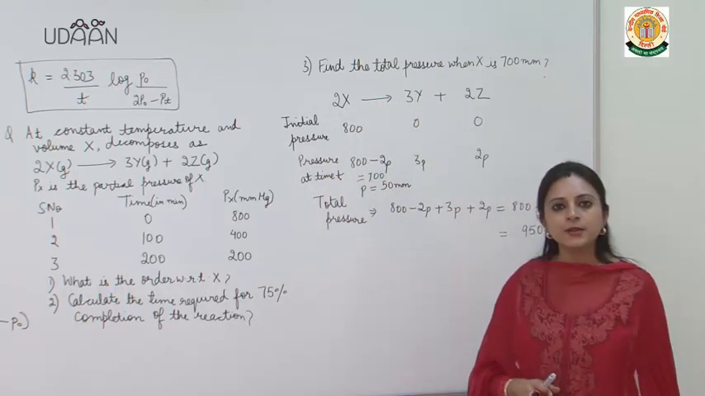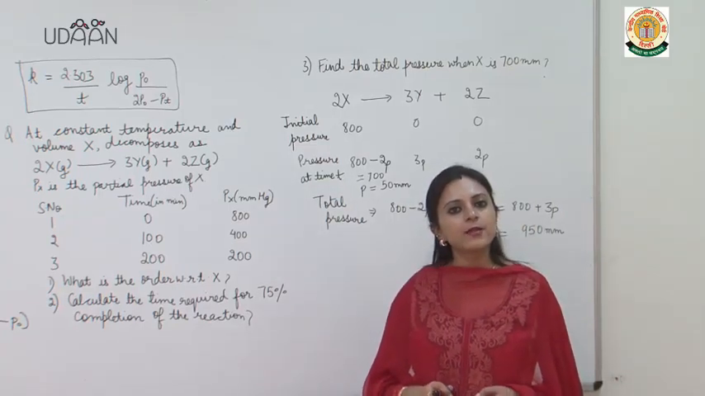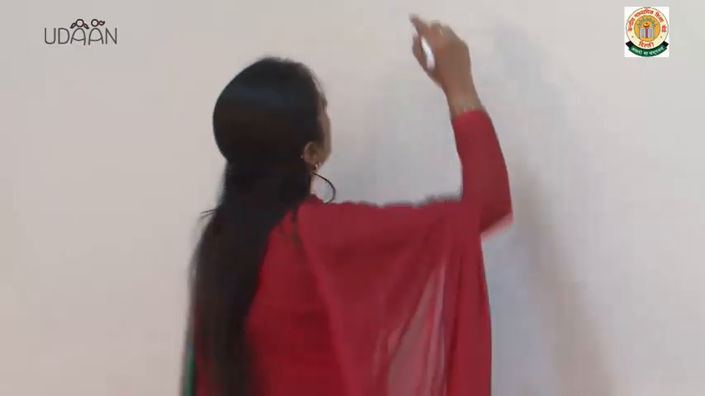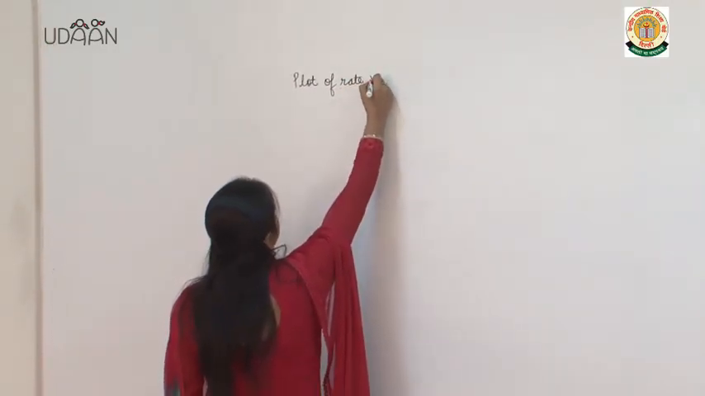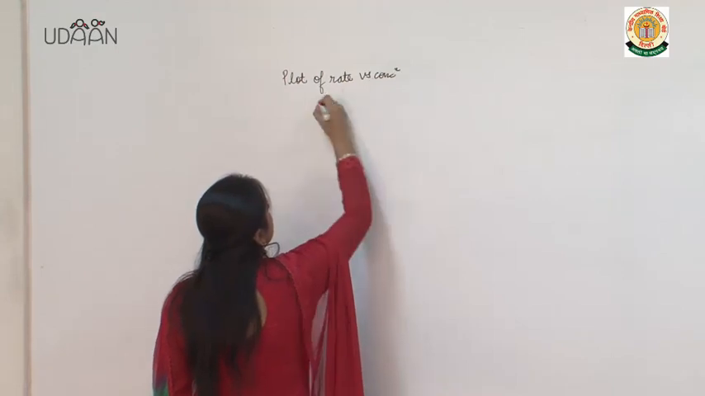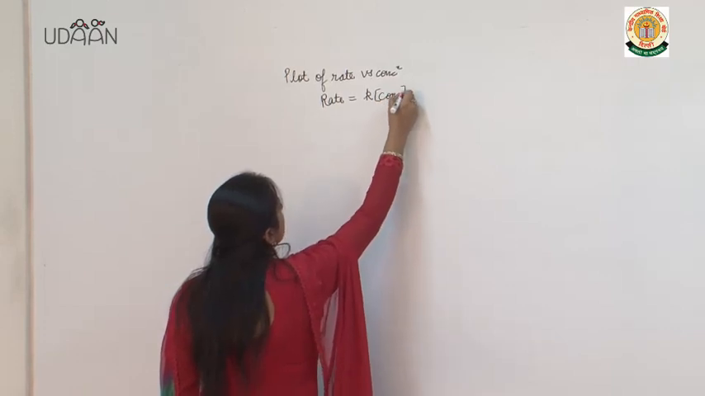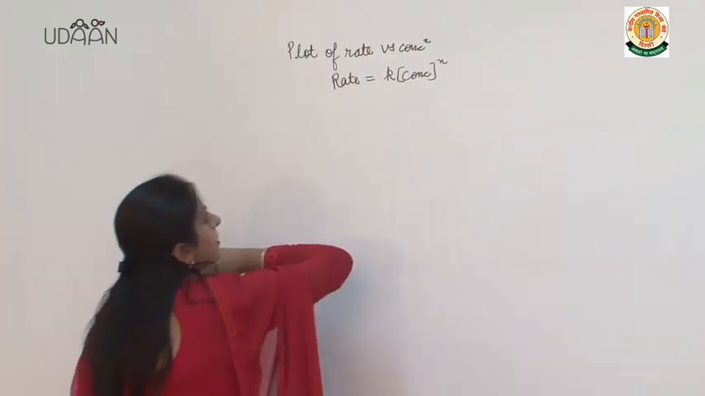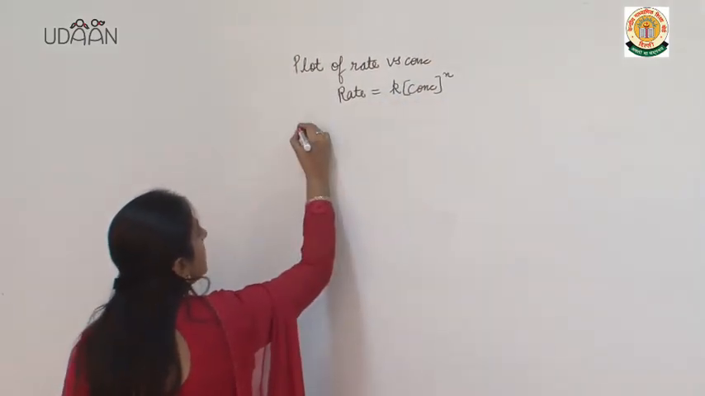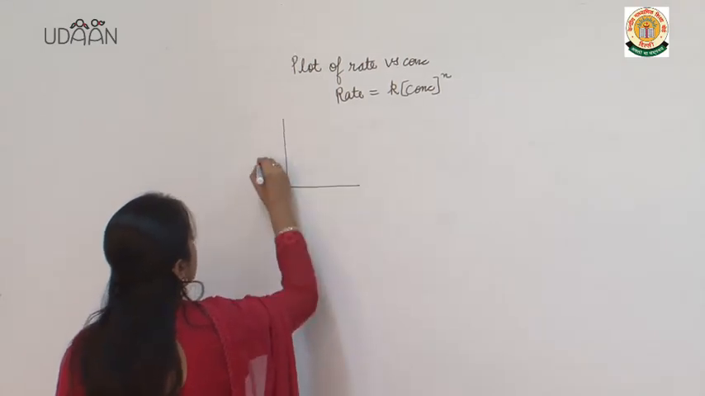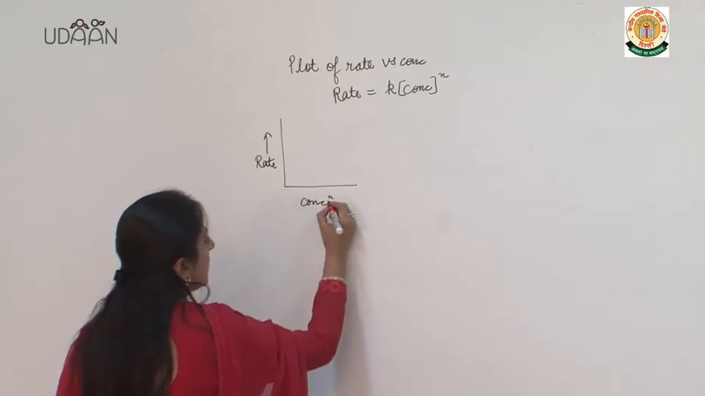Now we will understand the various graphs for zero order, first order and second order reactions. Now plot of rate versus concentration. Now we know that rate is equal to K concentration raised to the power n. So that means when I plot a graph for zero order reaction, rate versus concentration, what will I get?